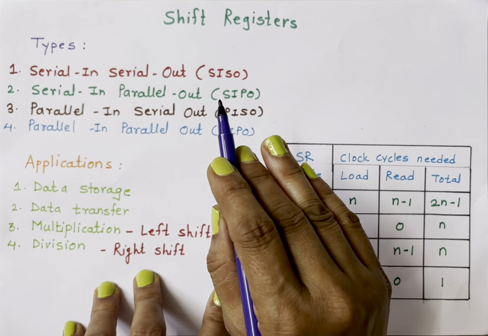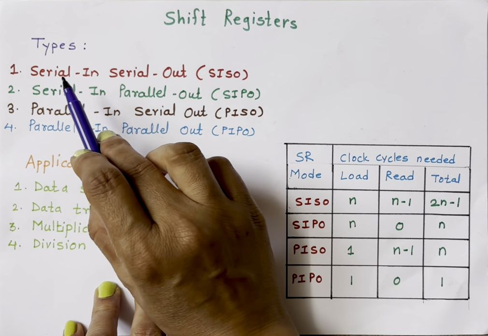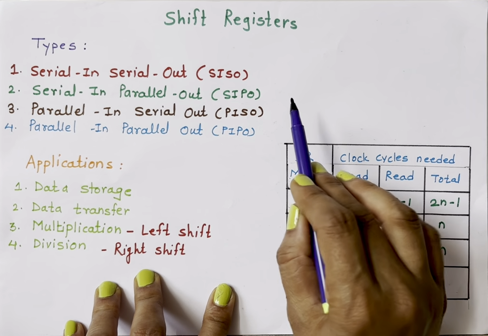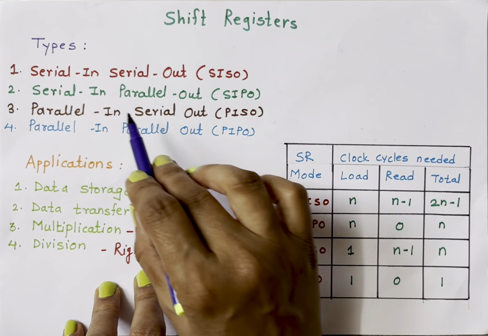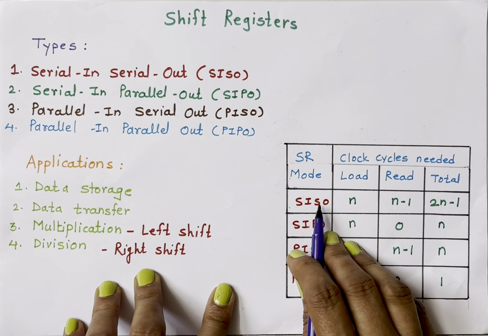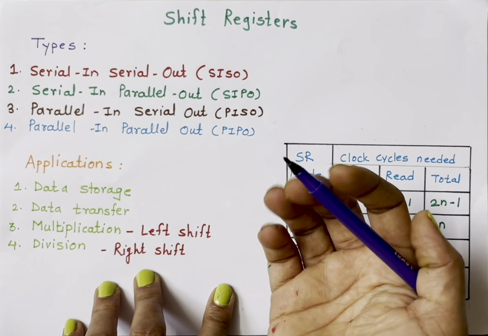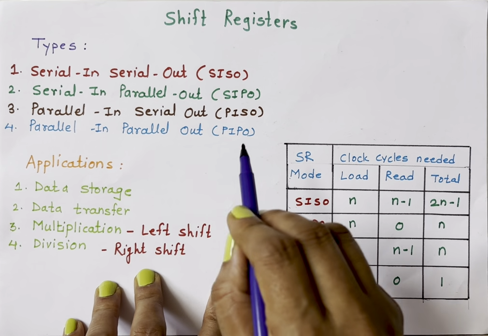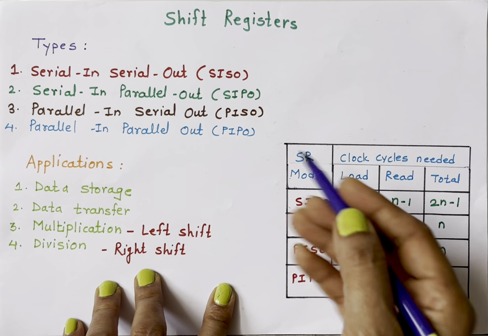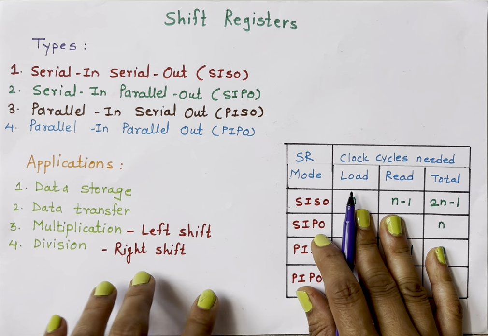So the types of shift registers are serial in, serial out. It means data enters serially and comes out serially. Serial in, parallel out. Data enters serially but comes out parallelly. Parallel in, serial out. Data enters parallelly and it comes out one after another. Parallel in, parallel out, enters parallelly and comes out parallelly.